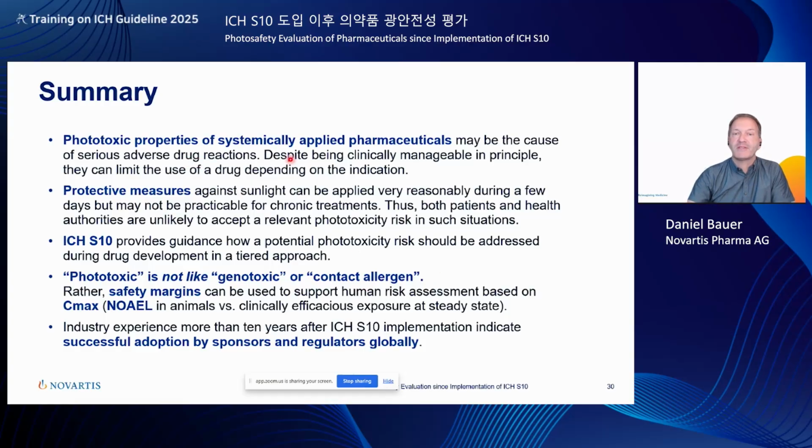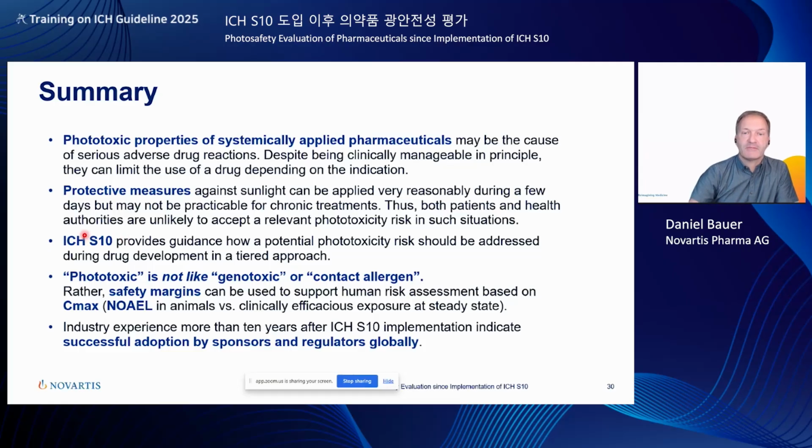Phototoxic properties of systemically applied pharmaceuticals may be the cause of serious adverse drug reactions, despite being clinically manageable, which is correct, because for short-term use like antibiotics it could be manageable and there are drugs on the market where this happens. For chronic indications, this is not feasible. So protective measures against sunlight can be applied, as I said, for short-term use. But both patients and health authorities are unlikely to accept it for chronic use.